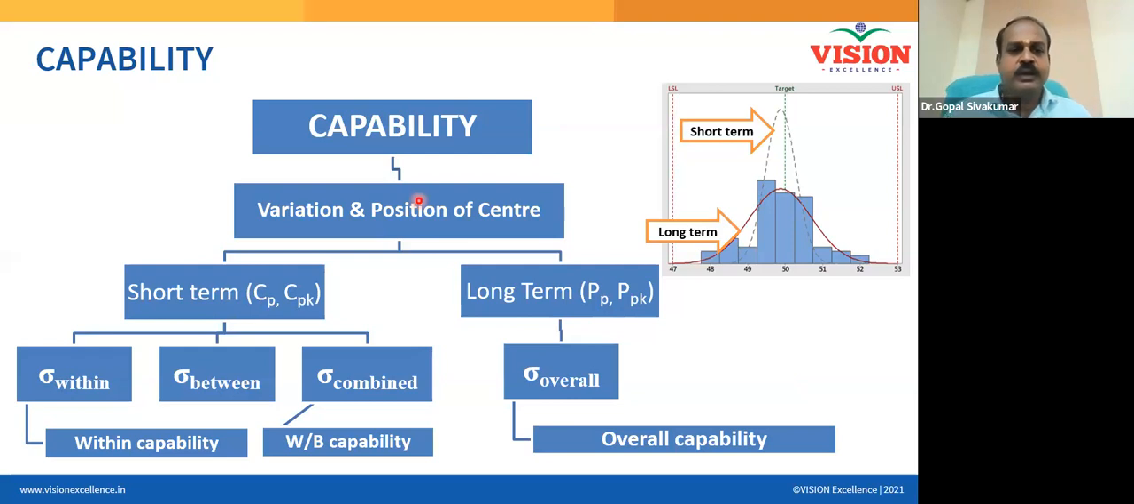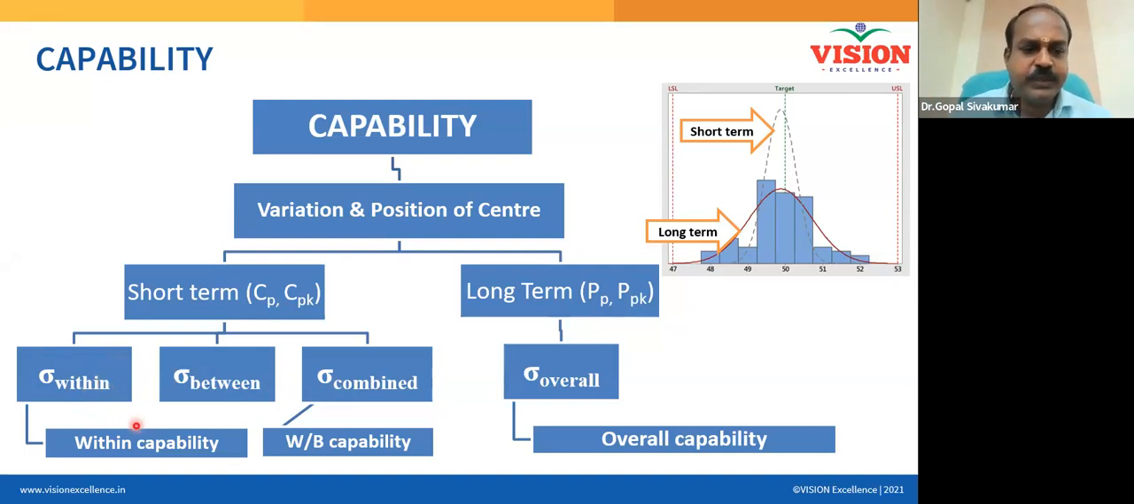Now, in order to calculate the short-term capability, you have to use the right standard deviation. For Pp/Ppk or long-term capability, you need to use overall standard deviation. And for Cp/Cpk, there are three types of standard deviation possible. At this stage, I want you to understand the within enough. Use only within standard deviation.